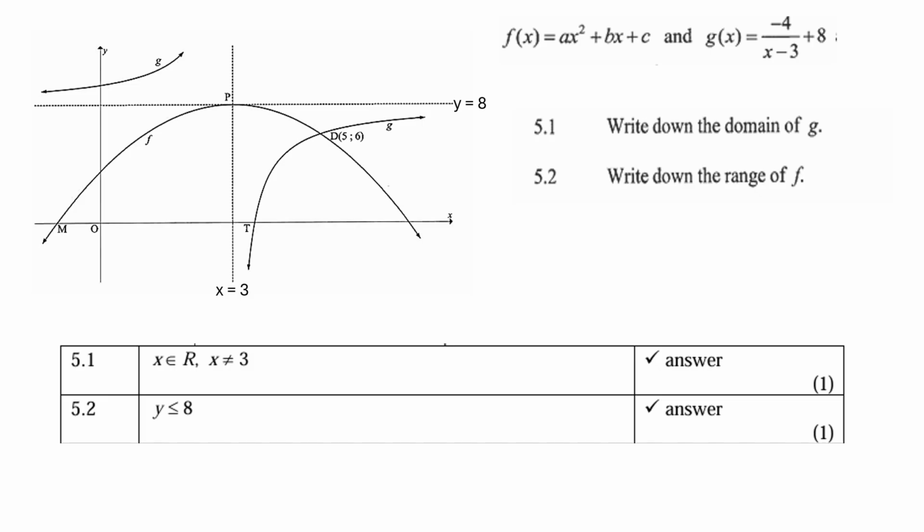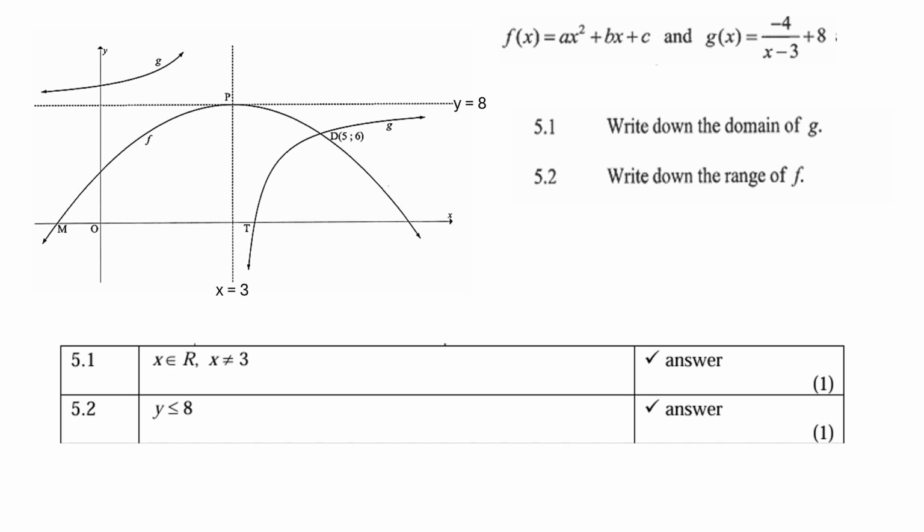Question 5.1, write down the domain of g. Now remember, domain is linked to the x values, which lies horizontally. And g is a hyperbola, so you'll see the hyperbola lies all over the domain, except at the asymptote, where x is equal to 3. So therefore, the answer is x is an element of all the real values, except x = 3.